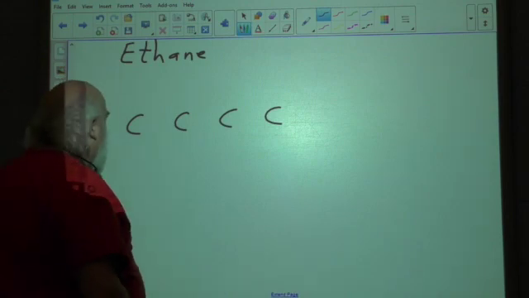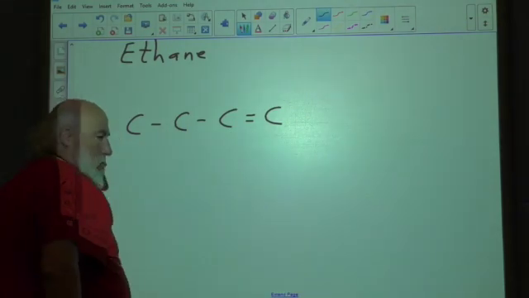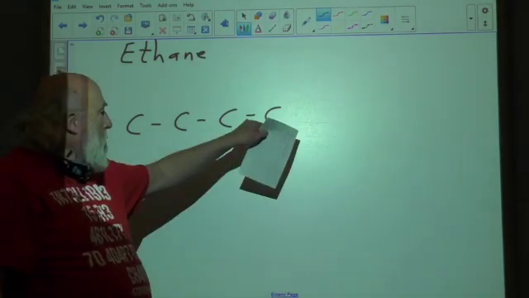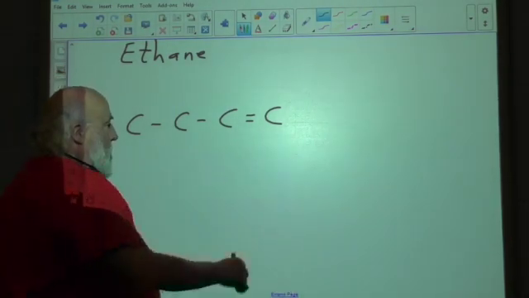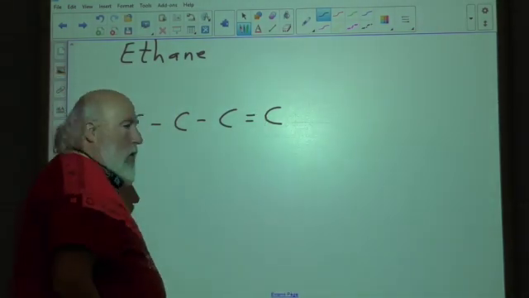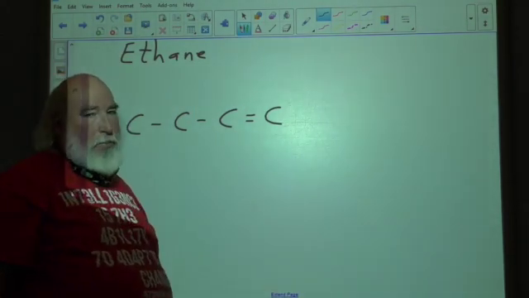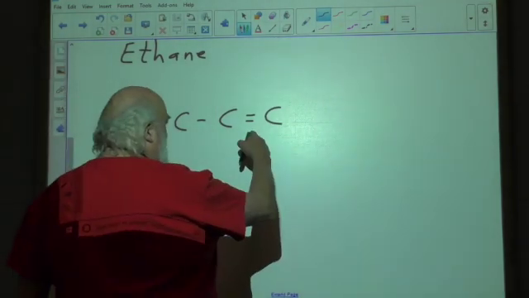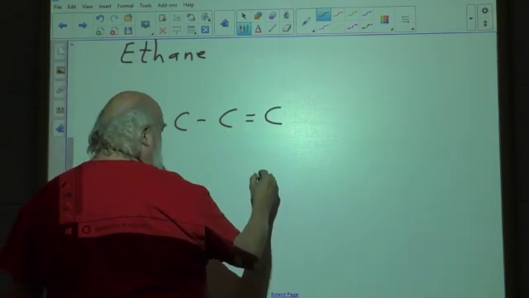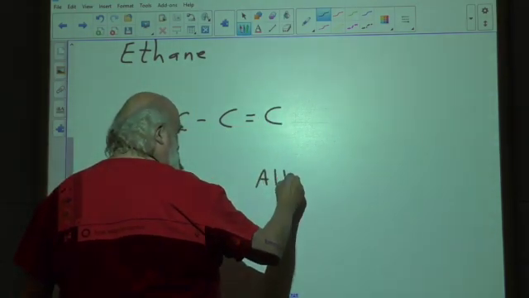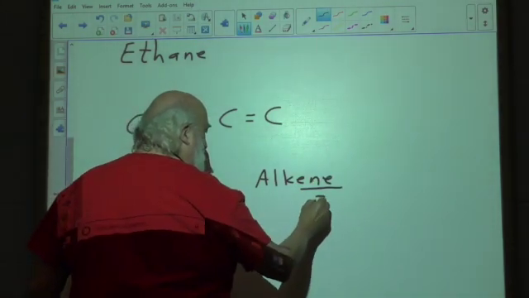Now, let's suppose we have a single bond here, and a double bond here. Okay, that changes the type of hydrocarbon this is. Now the highest bond energy value here is going to be found in the double bond. So compounds that have one double bond in them and everything else is single are called an alkene. So the suffix "ene" means double bond.